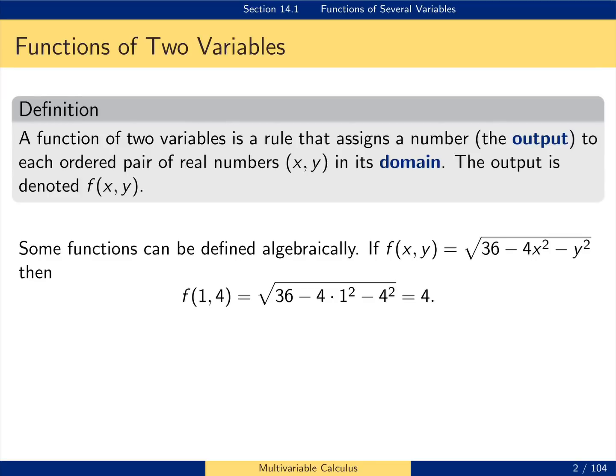A function of two variables is a rule that assigns a number, called the output, to each ordered pair of real numbers x, y in its domain. The output is denoted f of x, y. Like with single variable functions, some can be defined algebraically, and these are the easiest to study. For example, if f of x, y equals the square root of 36 minus 4x squared minus y squared, then f of 1, 4 is the square root of 36 minus 4 times 1 squared minus 4 squared, which works out to be 4.